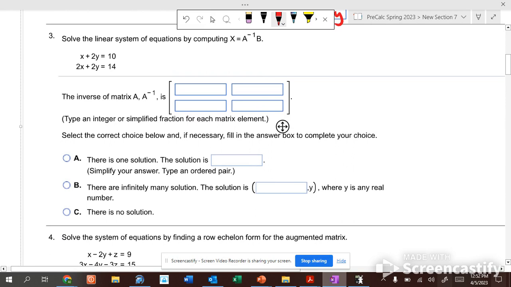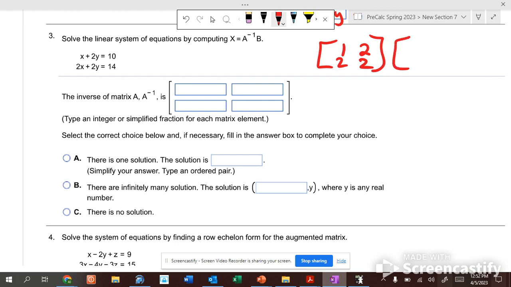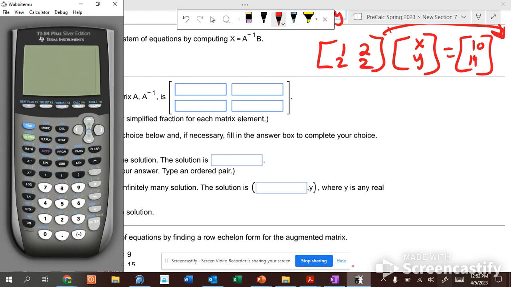So we're going to take the original matrix, which is 1, 2, 2, 2, times x, y, which is going to be equal to 10, 14. So now what we want to do to solve this equation is we want to put this onto this side. Okay? So we're going to write the inverse of it. But instead of doing the long drawn out inverse of it, we're going to get out our graphing calculators.